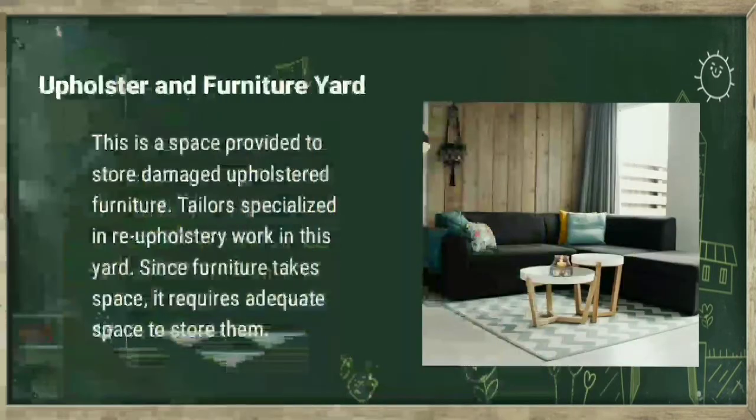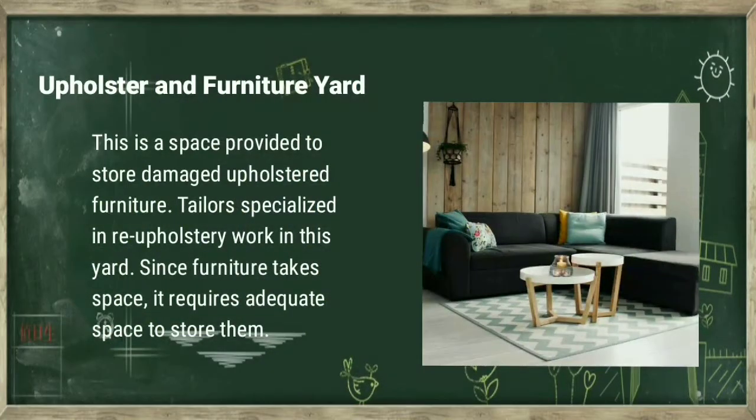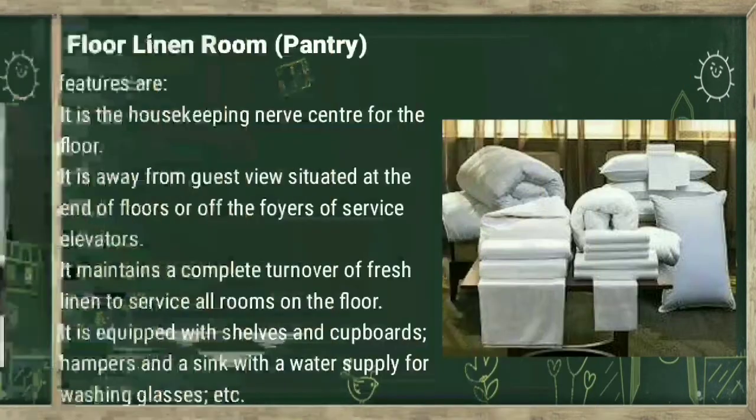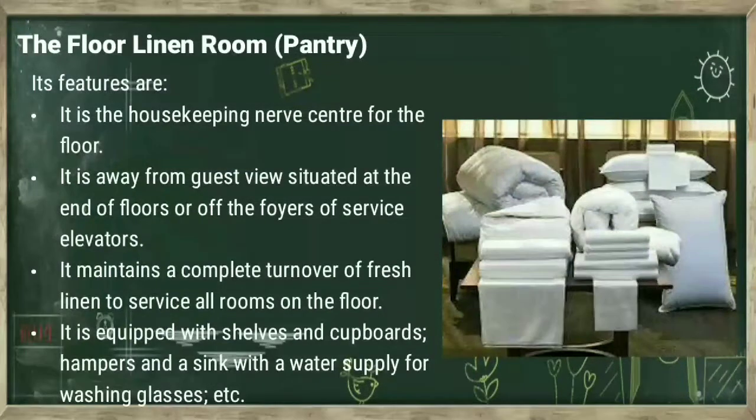Next is upholstery and furniture yard. So it is a place or a space provided to store damaged upholstered furniture. Next is the floor linen room. So its main features are: it is the housekeeping nerve center for the floor.